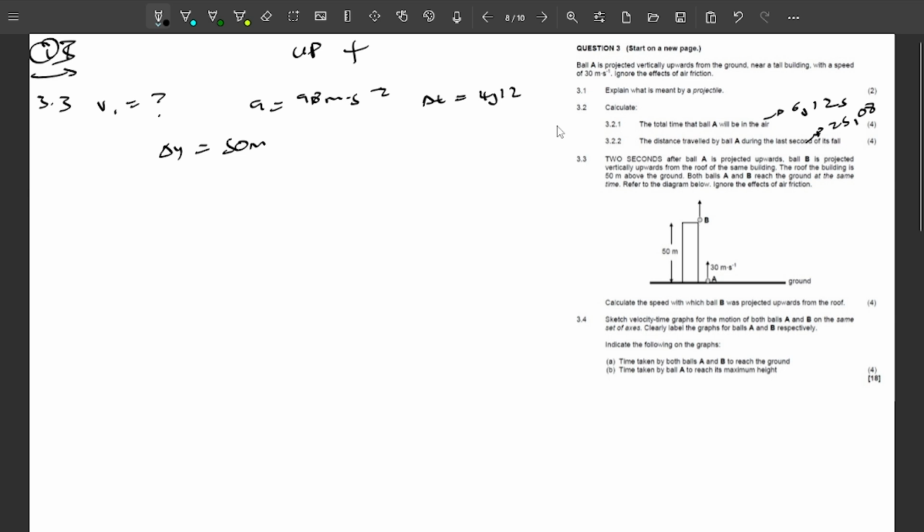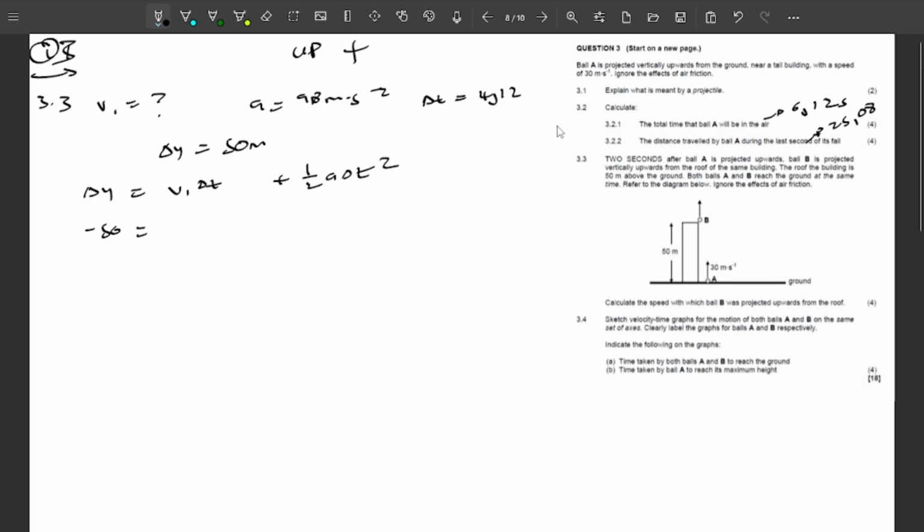So we're going to use what? We're going to use this equation of motion: change in y equals v change in t plus 1 over 2a change in t squared, right? Good. Now the change in y, since up is positive, it's going to be negative 50, right?